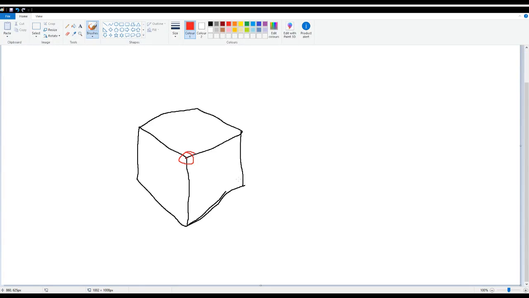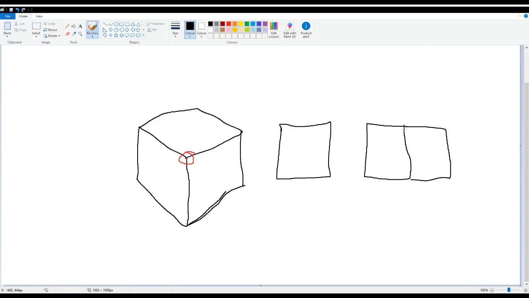Every quad, if it's a cube, is just 4 vertices. The way you can imagine a cube, for our purposes, is like one quad, one quad, one quad, one quad, one quad, one quad.